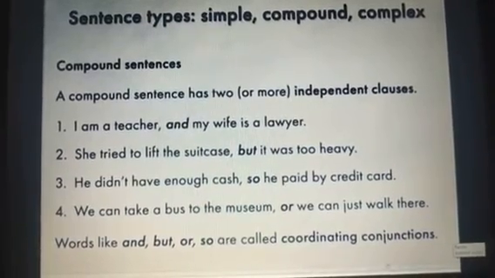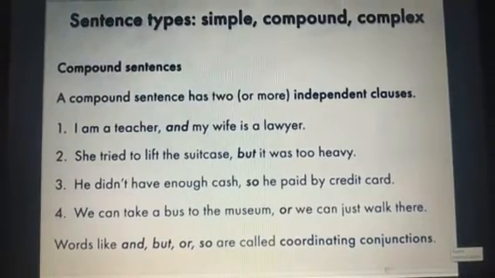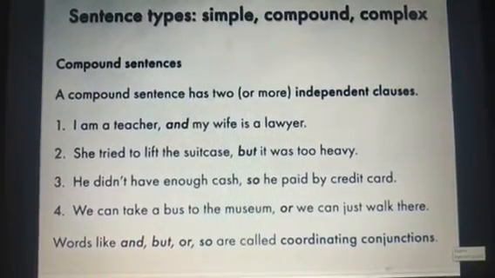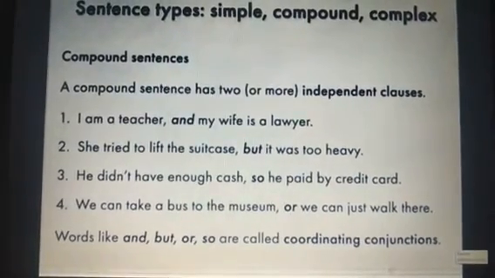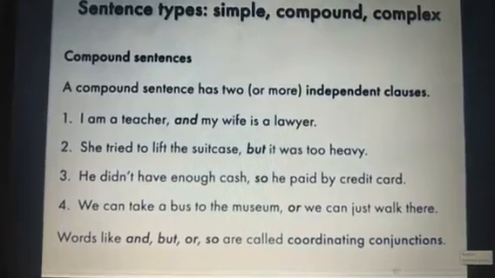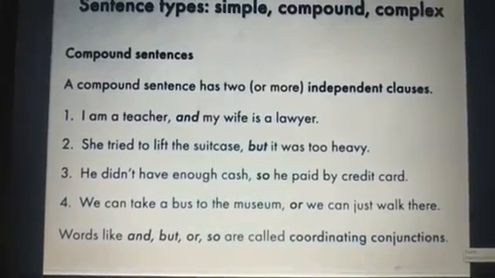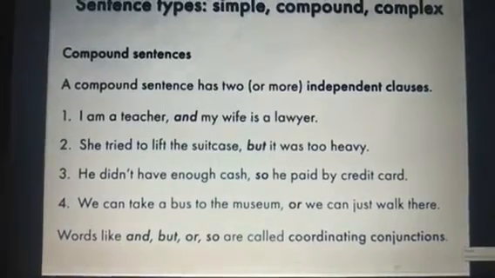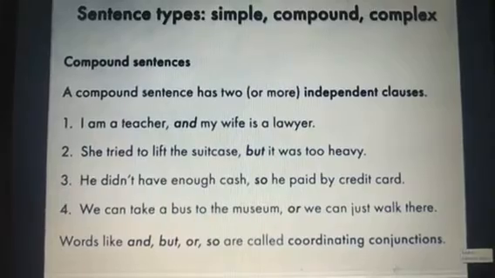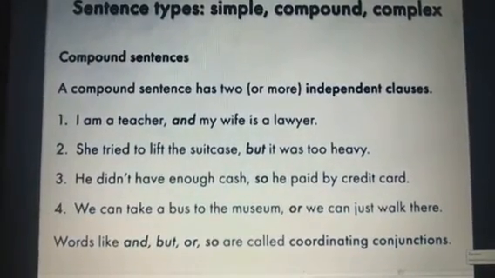Now, the connecting words that you see in these examples are and, but, or, so. They are all called coordinating conjunctions. So that's a fancy word, but it just means that these are connecting words that connect two independent clauses. And there is another important point here. You see that in all of the examples, when we connect the two independent clauses, we put a comma, as you can see in the examples, in the visual as well. We put a comma after the first clause.